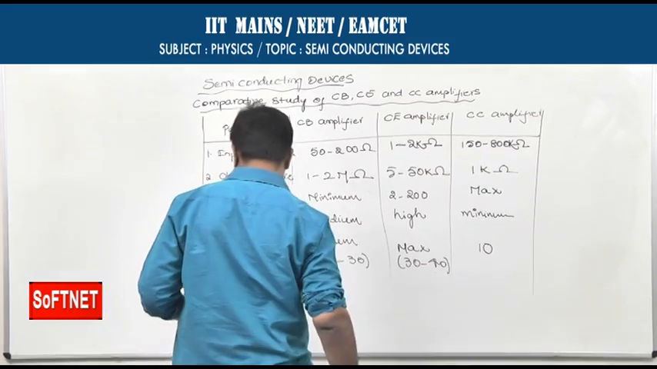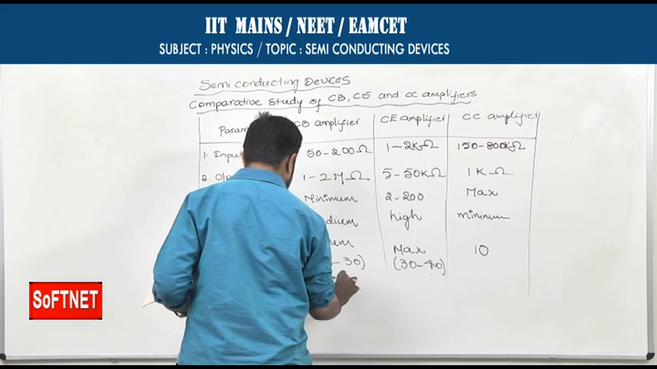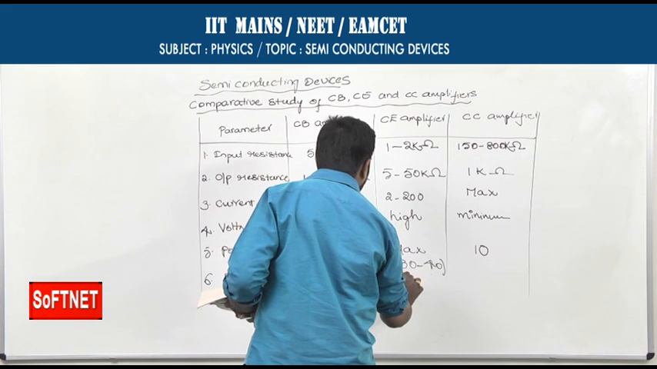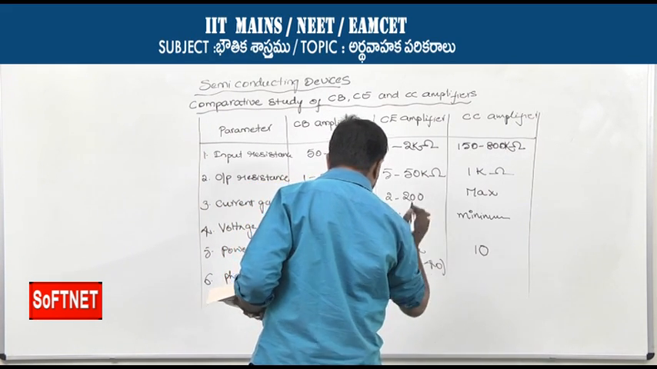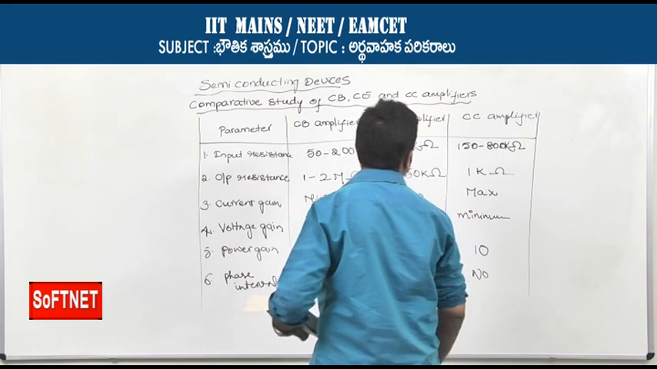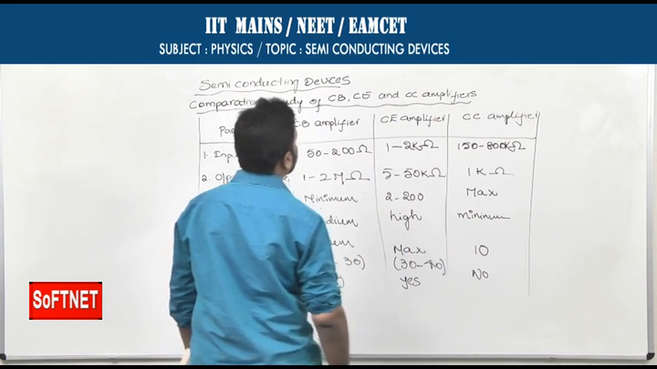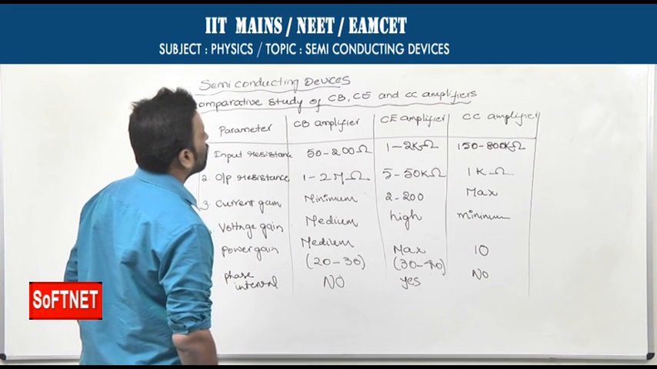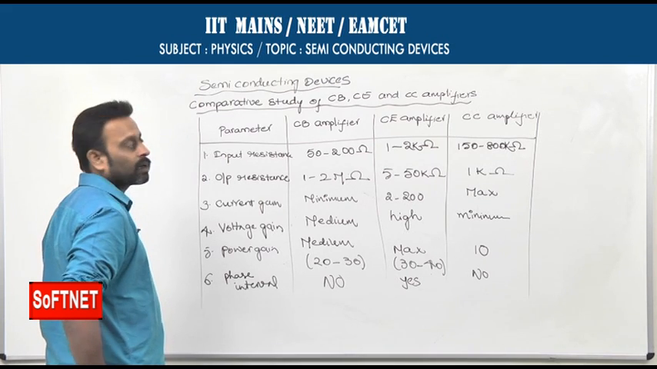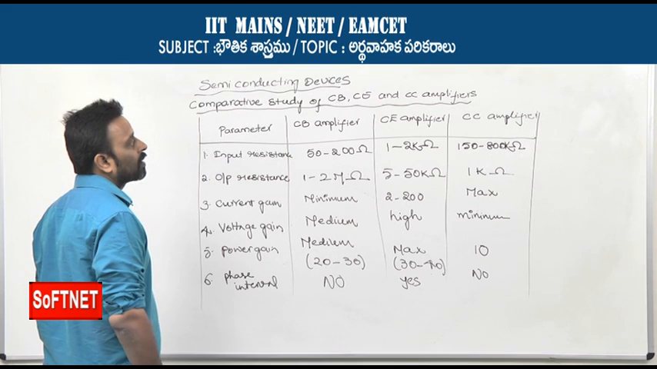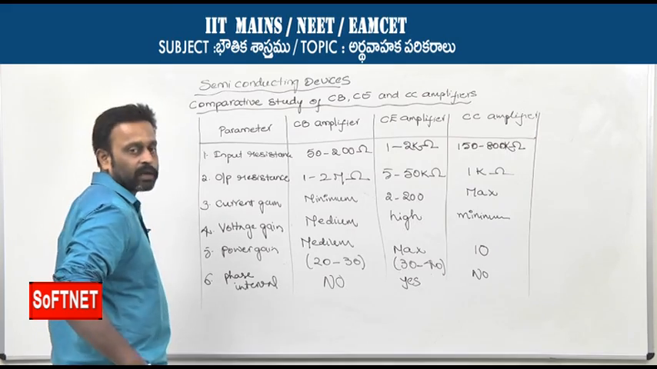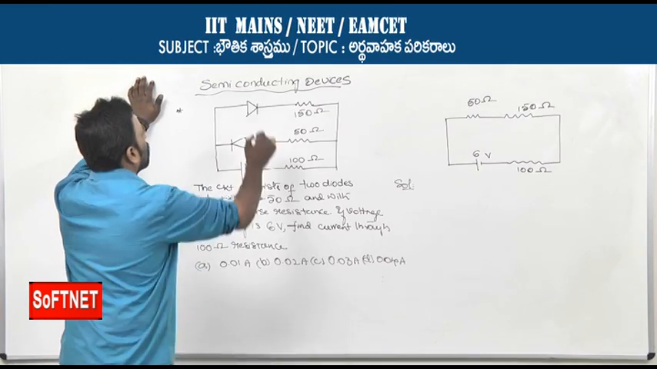The phase difference for a common base configuration is 0. There is no phase difference. For a common emitter amplifier, the phase difference is 180 degrees, while there is no phase difference in the case of a common collector amplifier. So, this is the comparative study of all the three configurations of transistors: common base, common emitter and common collector amplifiers. Next problem.